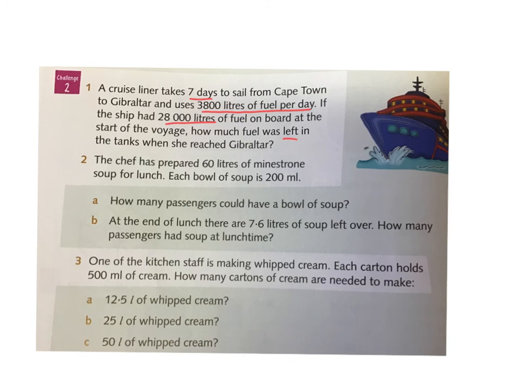So it uses 3,800 litres of fuel on one day. How much fuel does it use in 7 days? So you'll be able to think what strategy, what maths operation you're going to do to work that out. Then what you'll have to do is find out the answer to the final question, which is how much was left in the tanks when she reached Gibraltar. So she started off with this amount of fuel. You will by now have worked out how much fuel she used on the voyage, and you'll be able to then work out how much was left.